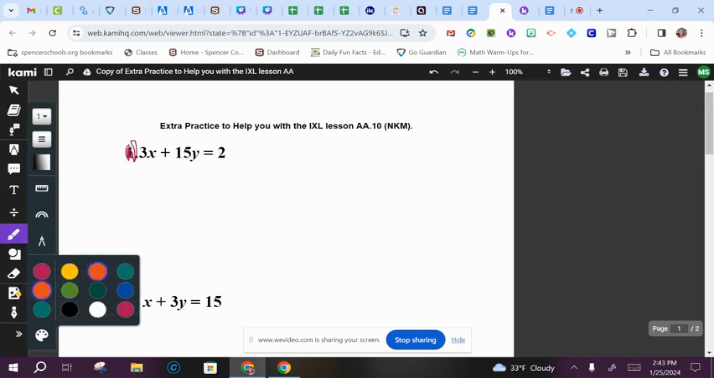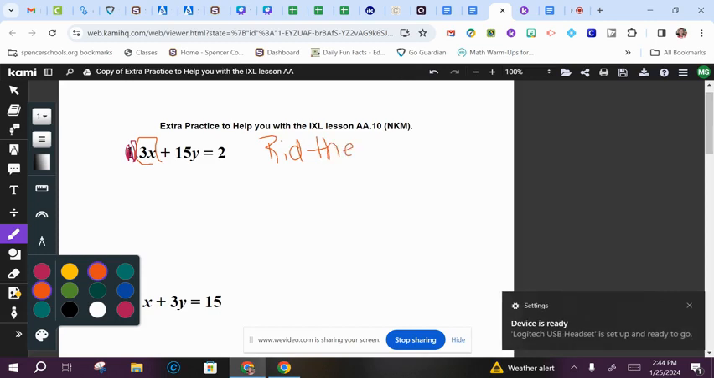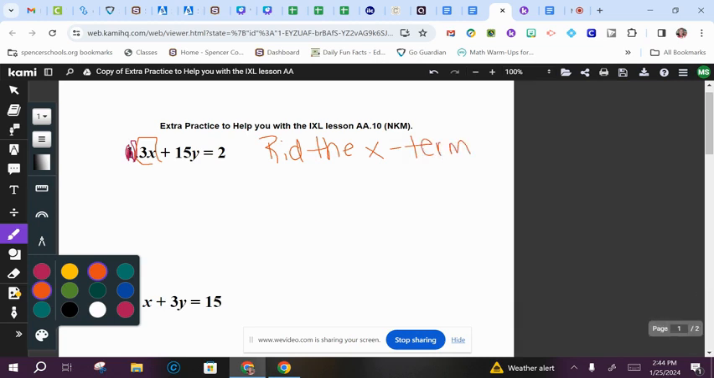So when I look at this, the first step you're going to take is you are going to get rid of the 3x, so the term with the x. So get rid of the x term. So to get rid of the x term, you're going to follow those inverse operations we've done all year long.